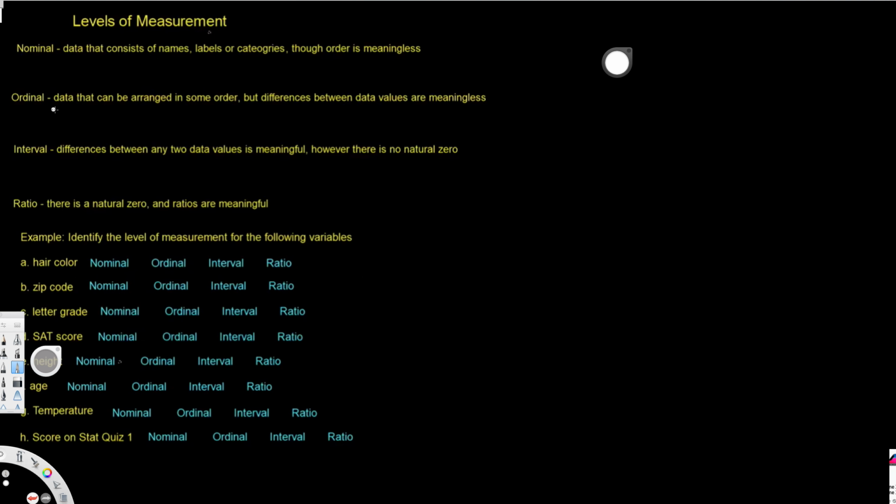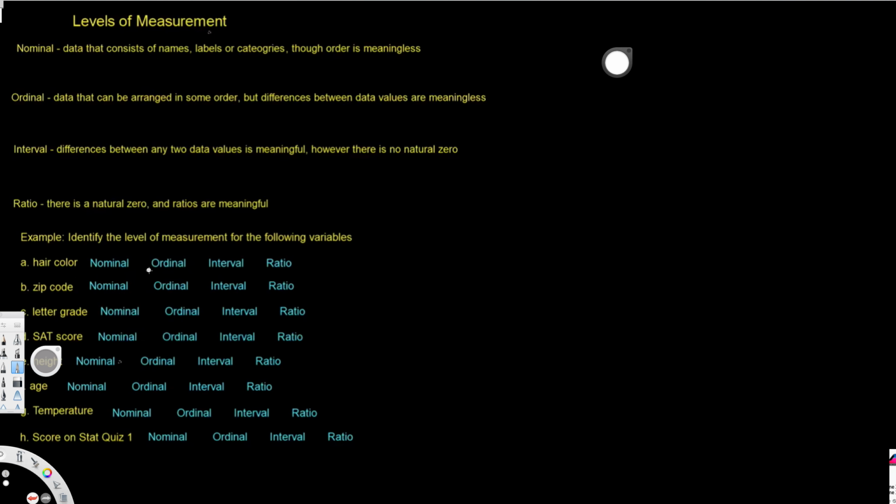And the second one is ordinal, data that can be arranged in some order but differences between data values are meaningless. Interval is differences between any two data values is meaningful, however there is no natural zero. And the ratio represents there is a natural zero and ratios are meaningful. Now let's look at the problem.